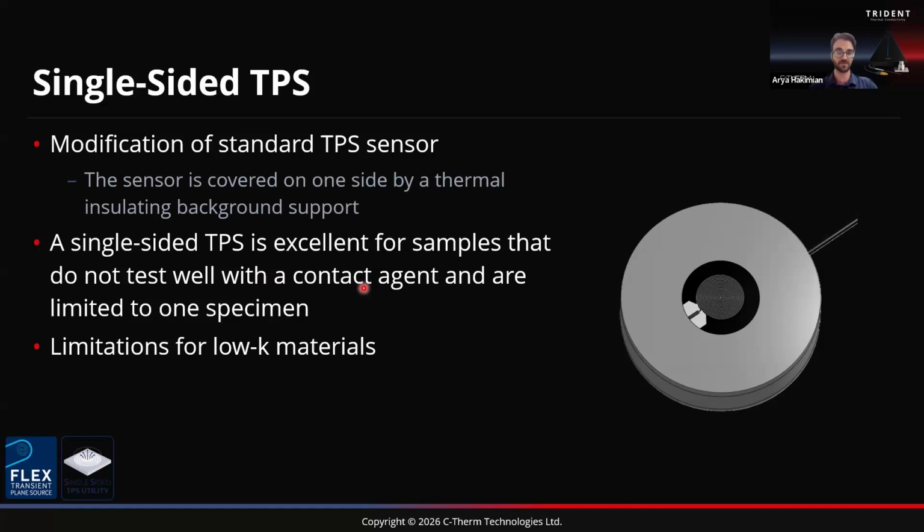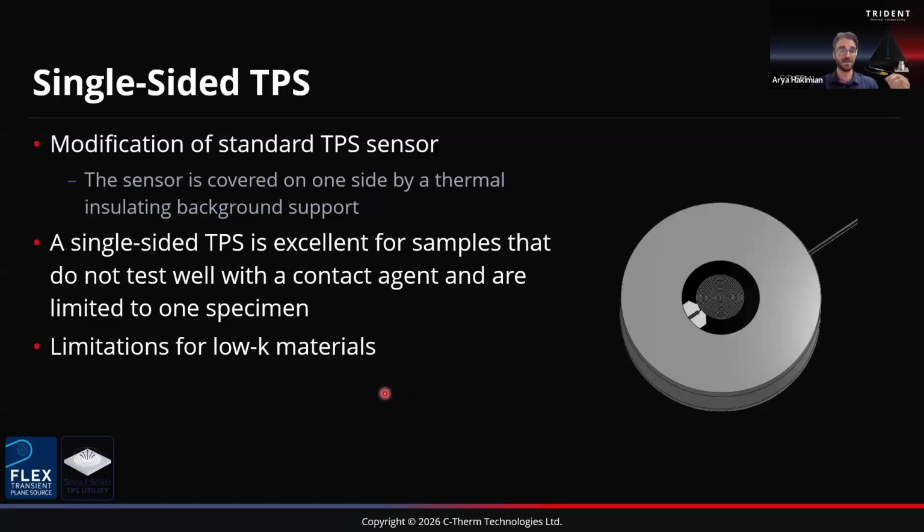A couple of the methods on Trident, as I've shown there with the TLS, use a thermal grease or a contact medium between the sample and the sensor. Sometimes that can result in changes or absorption into the sample. It can fundamentally alter the measurement at the surface. So, using something like this is actually quite beneficial. Now, there are some limitations on single-sided measurements, specifically for insulative low-K materials, textiles. This kind of arrangement is not one that we would recommend.